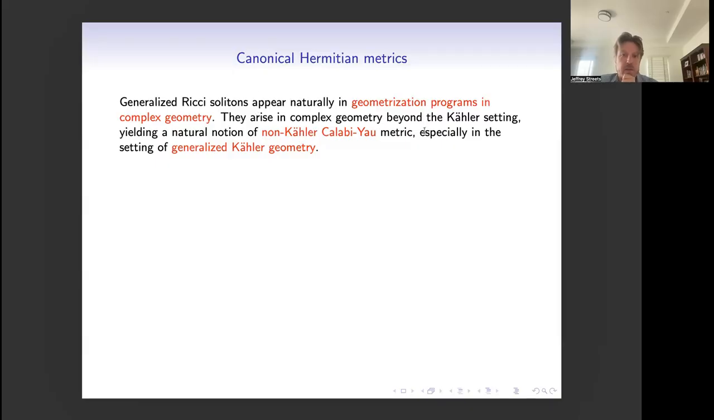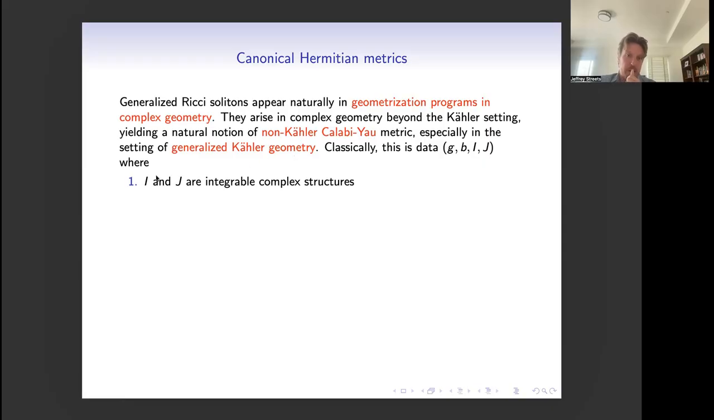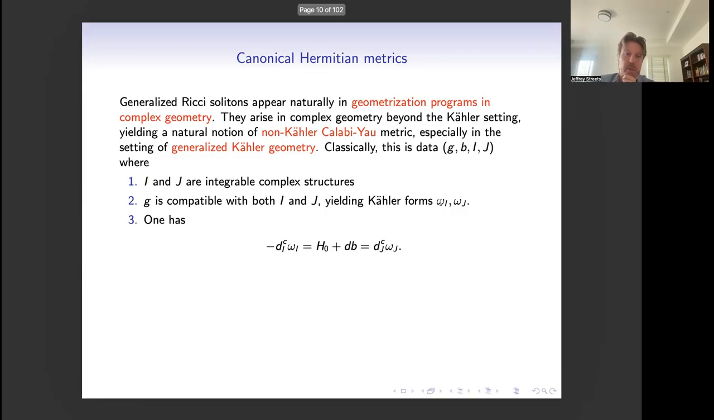Okay, and this works especially well in the setting of generalized Kähler geometry, which we've had some talks on in this series. So I'm going to briefly recall what this is, although probably it's fairly well known to the audience. The classical description of generalized Kähler is a metric, a two form, and then two classical complex structures I and J, which are both integrable. The metric G is compatible with both of them, which gives us two Kähler forms, omega I and omega J.